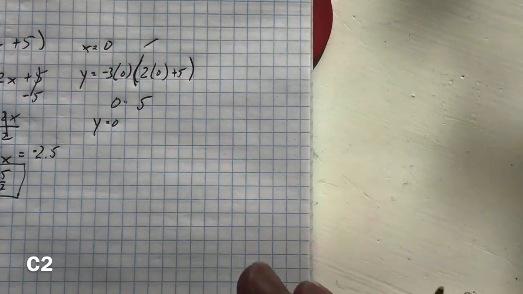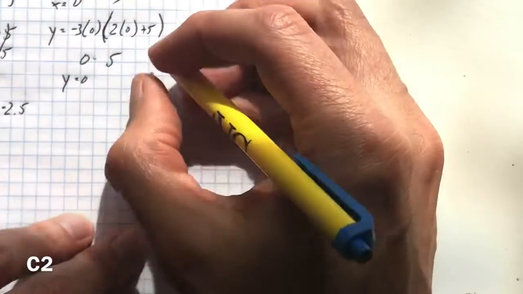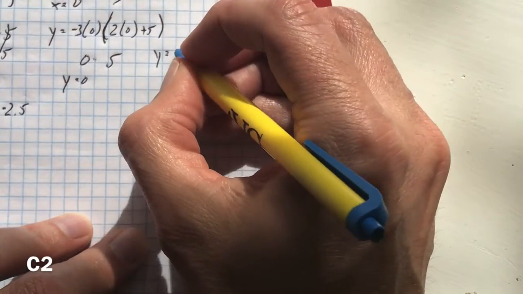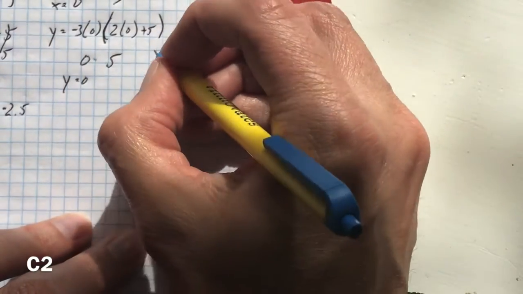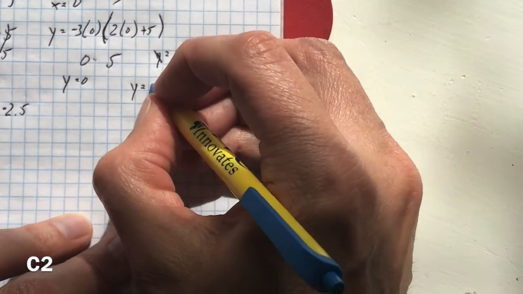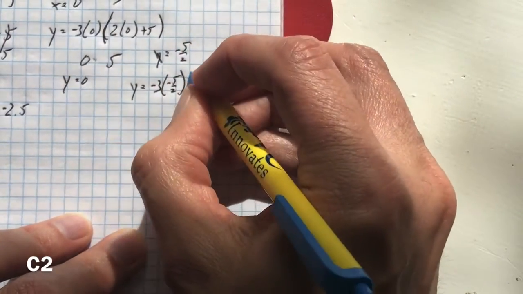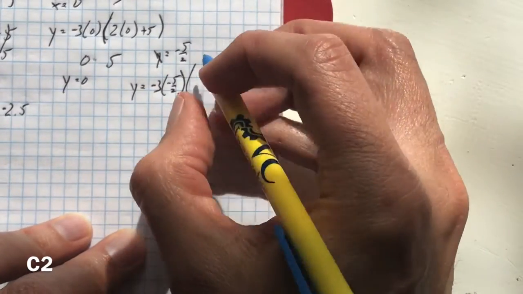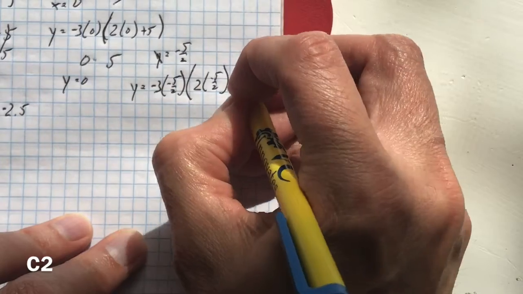My other option is going to be to take the value of negative 5 over 2. So I'm going to plug that in here. I'm going to come down a little bit further. Oh no, sorry, x equals that. So y equals, I'm going to do my negative 3 times negative 5 over 2, all that times 2 times negative 5 over 2 plus 5.